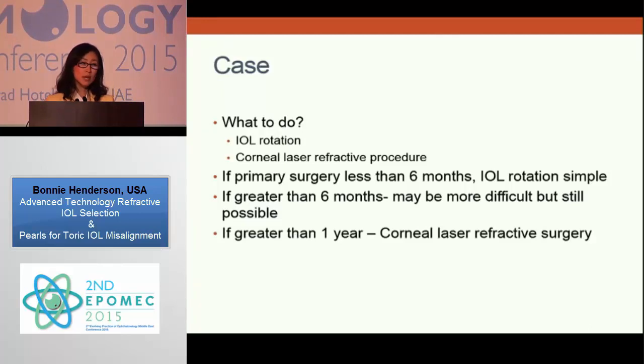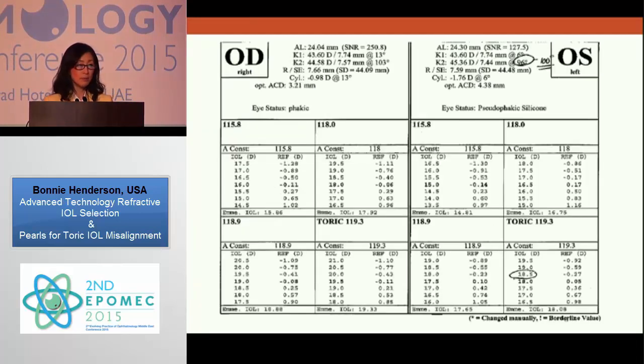So here is the IOL Master printout from this particular patient. You'll notice that there is an error here. And it looks like the technician has put in pseudophakic silicone. And those are little things that you should keep in mind: when they do rerun the IOL Master, you want to make sure that every factor is perfect. But what I want to show is the difference in Ks.